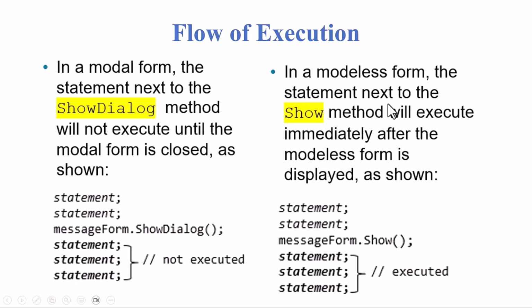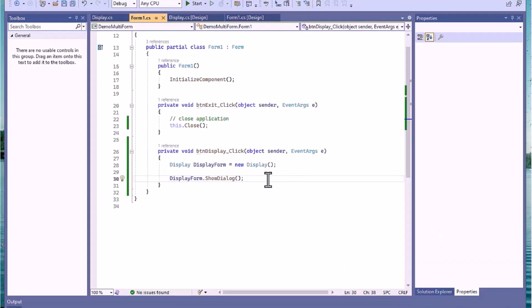If we use a modeless form, we use just show. Notice the dialog piece is missing here, just a show piece, and it will execute immediately after the modeless form is displayed. So in this case, modeless form show will pop up, and these statements will execute right away and make it all happen. And it's kind of interesting how this works.